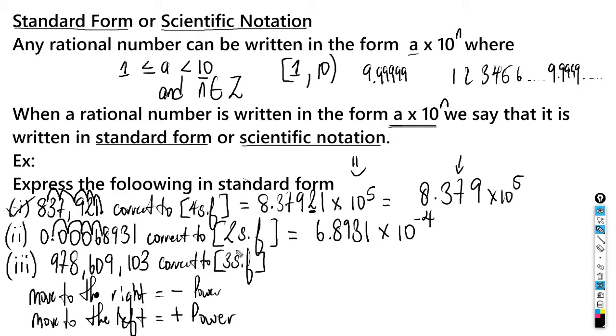And it says they want it in 2 significant figures, right? So we're going to look at the 2 plus 1th digit, and that's a 9. That 9 is greater than or equal to 5. So we're going to end up with 6.9 multiplied by 10 to the negative 4. All right? Cool.